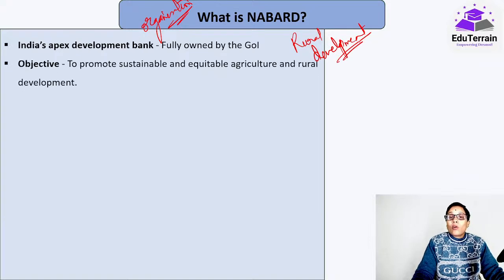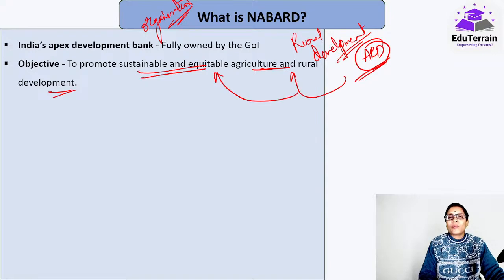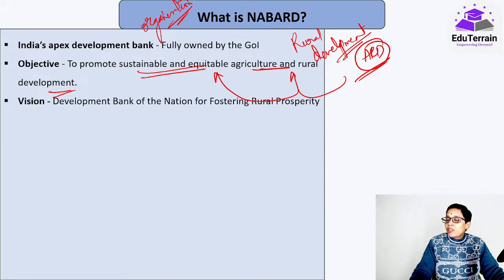Okay, now what is its objective? To promote sustainable and equitable agriculture and rural development, so that all that ARD that we study boils down to this objective only. And the vision is development of the nation for fostering rural prosperity. See, you might be wondering why ma'am is focusing on this. Many such questions have been asked to students in interviews. So you have to focus on that also. What is the vision of NABARD? Until and unless you understand what exactly it is into.